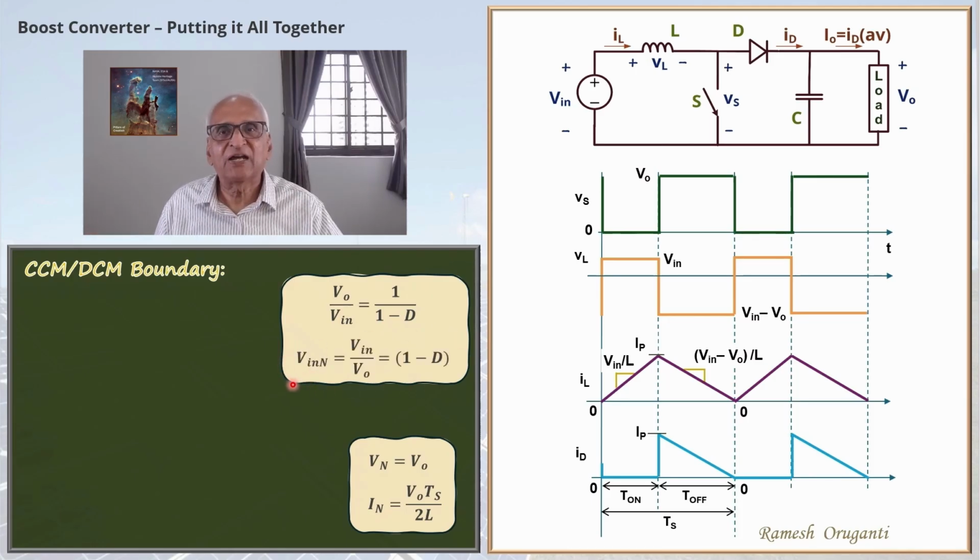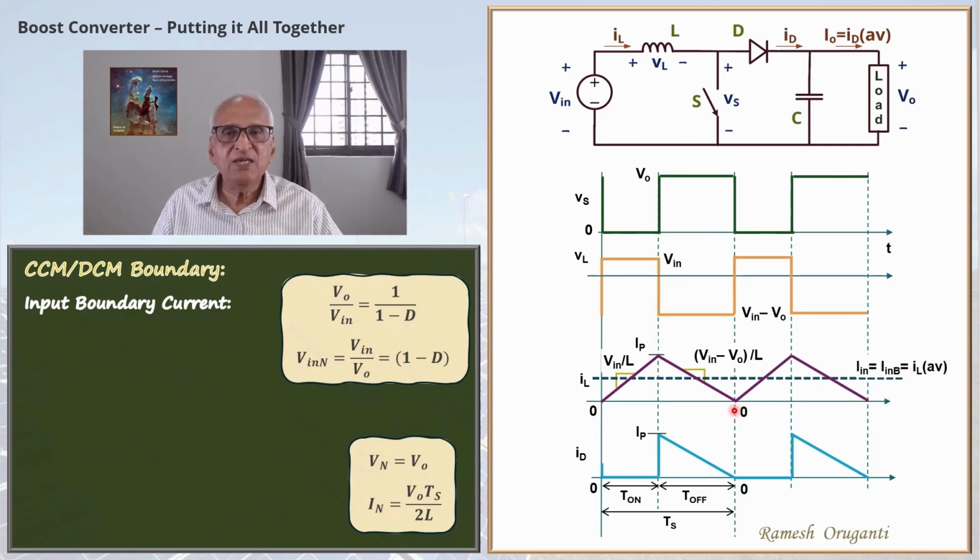The input boundary current, that is the input current under the boundary condition, will be the average of the inductor current. So I_n, the input DC current, equals I_nB, the boundary input current, equals I_L average. So I_nB is I_L average, and that is equal to V_in T_S by 2L D, basically delta I_L by 2. The average of the diode current is now the output current. In this case, it is the output boundary current I_OB. So I_O equals I_OB equals I_D average.